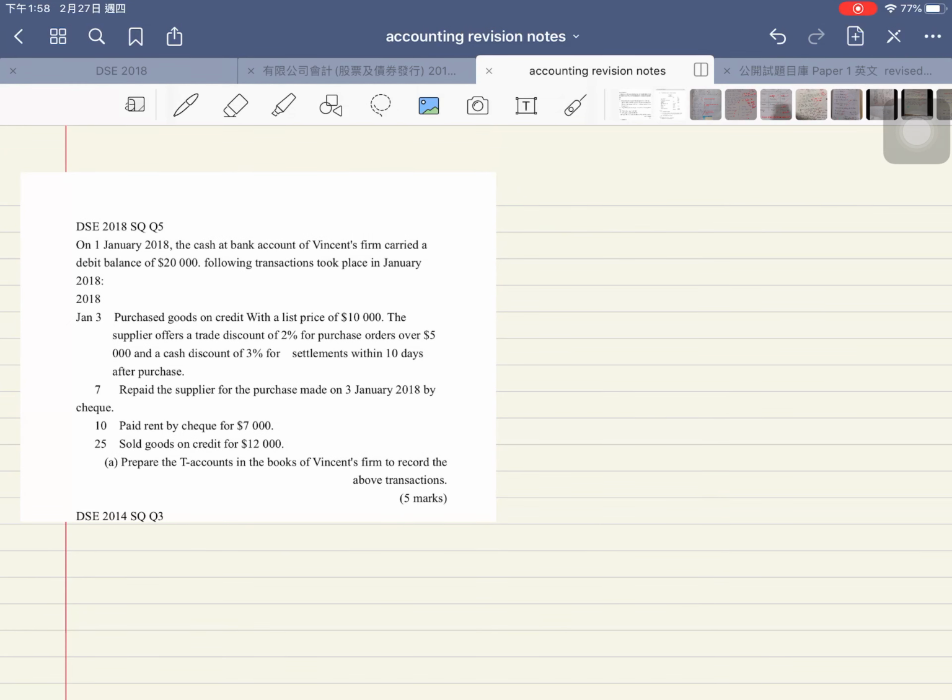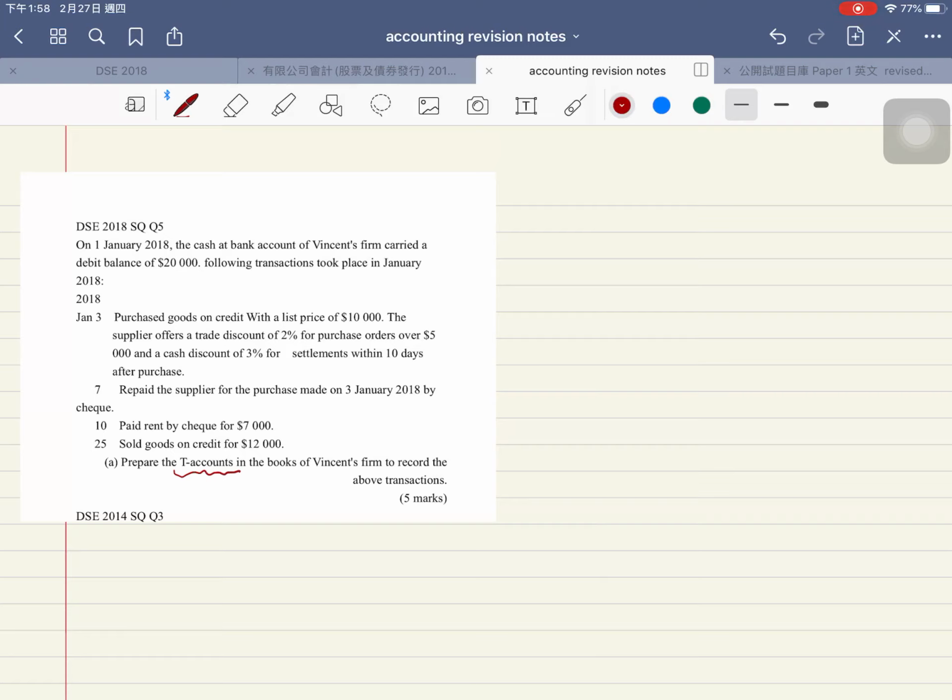Okay, we have to prepare the T accounts. Okay, so let's see. On January 3, we purchased goods on credit with a list price of 10,000. The suppliers offer a trade discount of 2% for purchase order over 5,000 and a cash discount of 3% for settlement within 10 days after purchases.